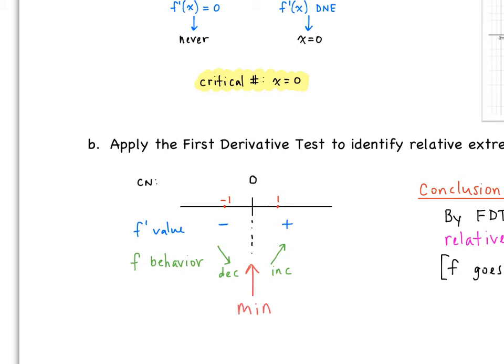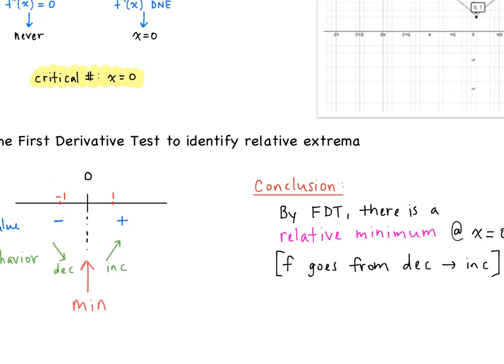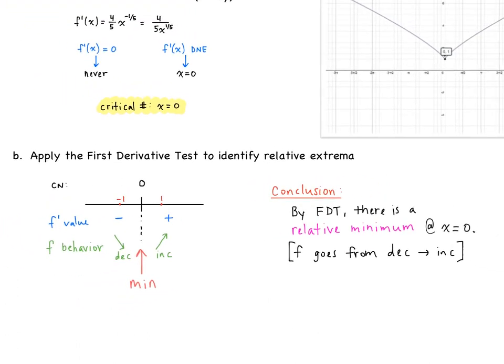So in conclusion, we could go ahead and say by the first derivative test, FDT is how we will abbreviate that, there is a relative minimum at x equals 0. And our conclusion is based on the fact that f goes from decreasing to increasing.